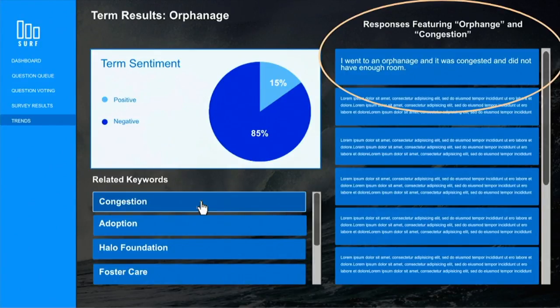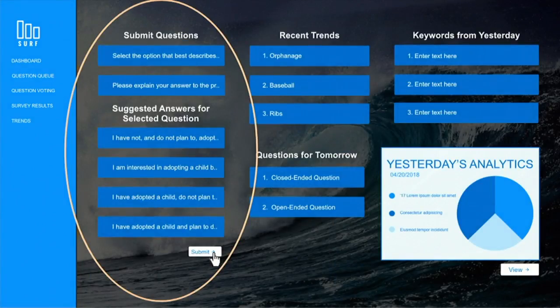To do this, she decides to pose a question through Surf. She goes back to the dashboard and goes into the field where she can enter a question. So she enters a question asking people to indicate whether they've ever been interested in adoption, or if they've ever adopted, or if they've never been interested, and then to explain why.